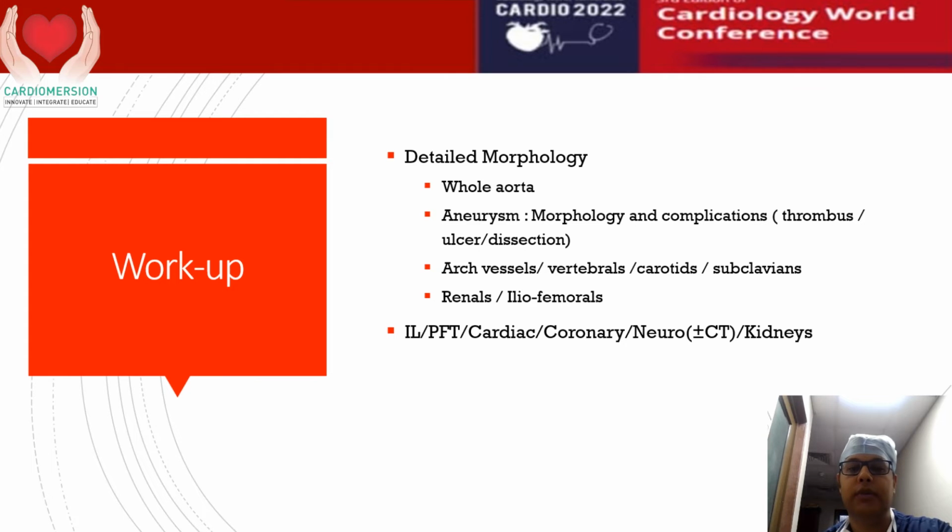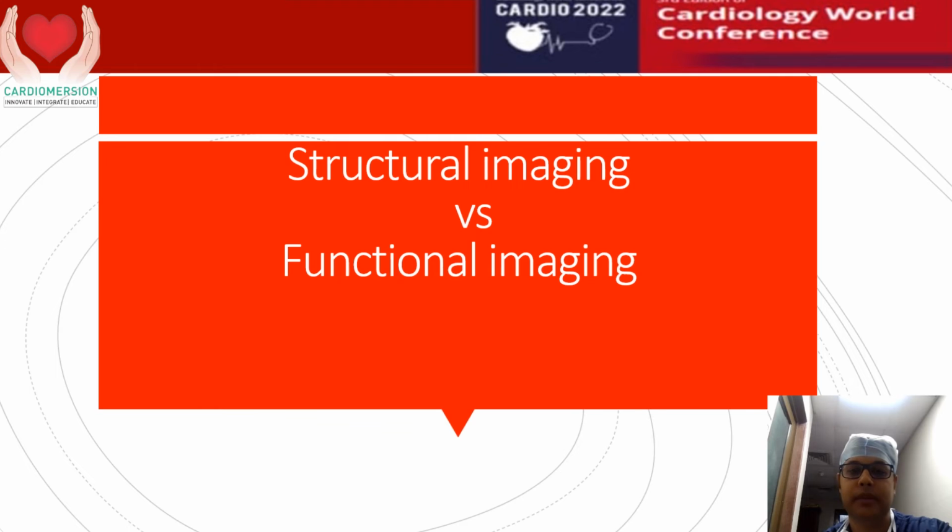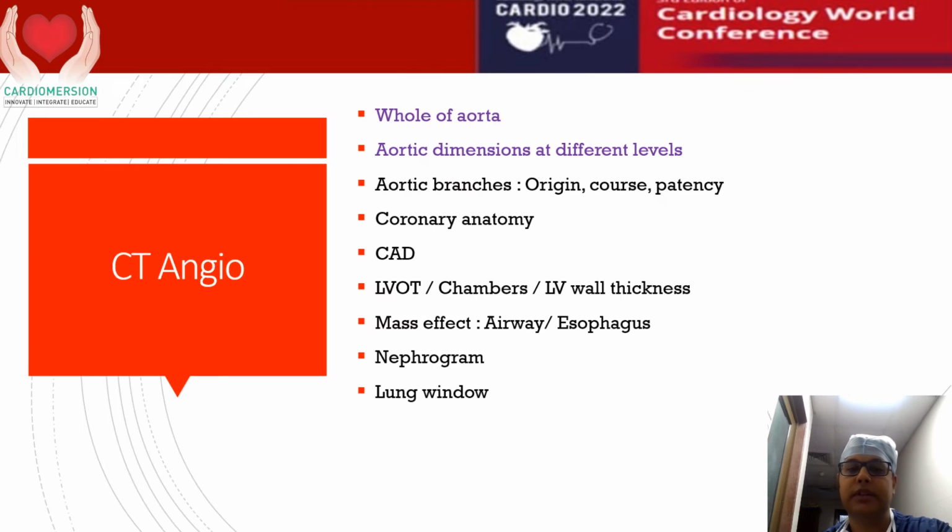For the workup, we look for a detailed morphology of the whole of the aorta, presence of aneurysm, the morphology and complications like the presence of any thrombus, ulcer, or dissection that is usually present, the arch vessels, the vertebrals, the carotid and the subclavians, the renals and the iliofemoral arteries, the structural imaging versus functional imaging.